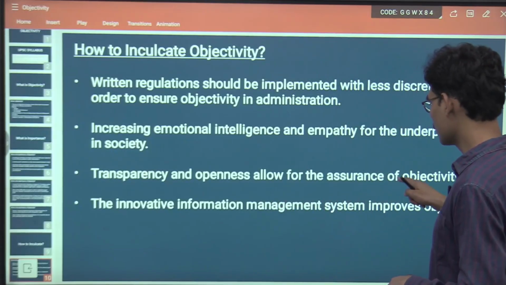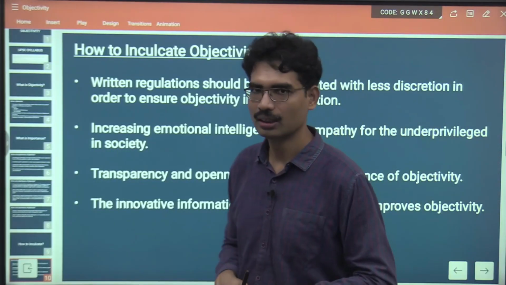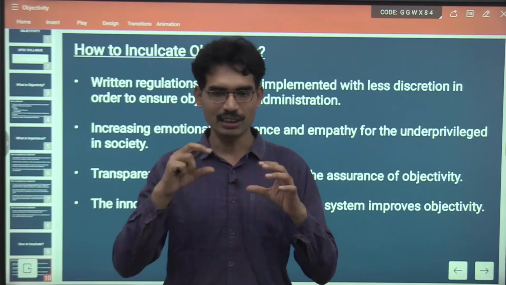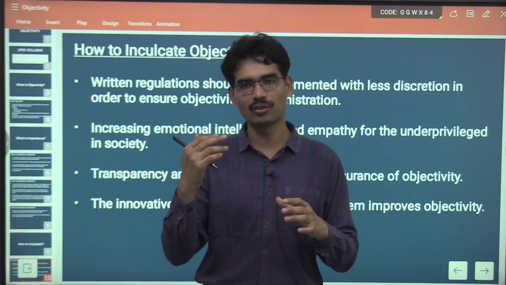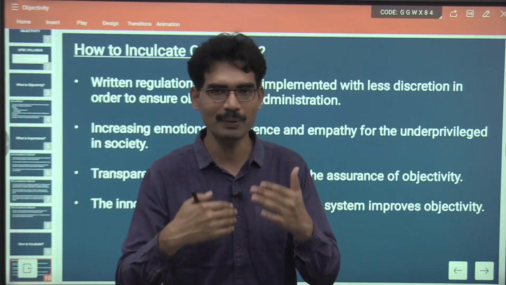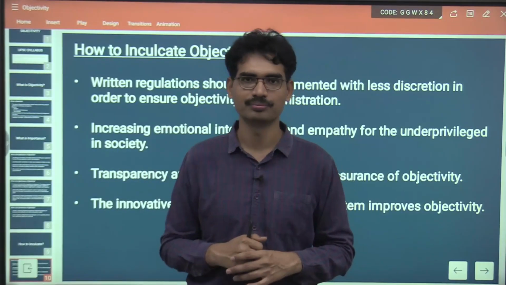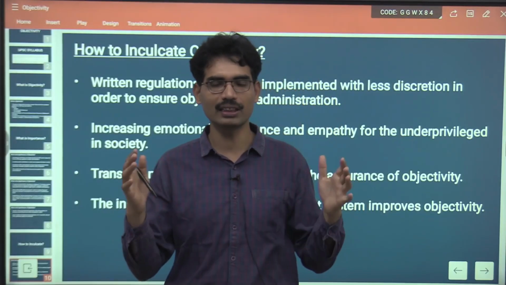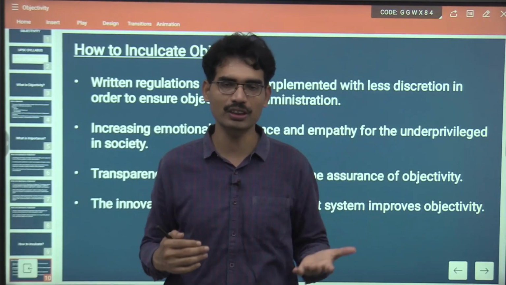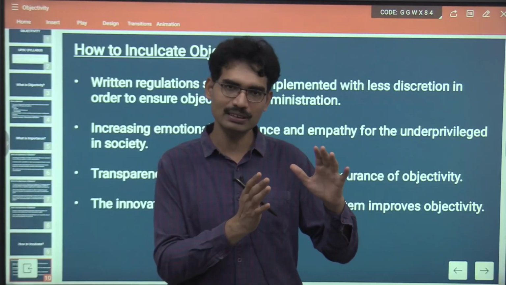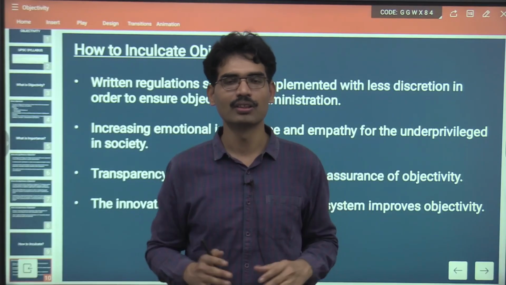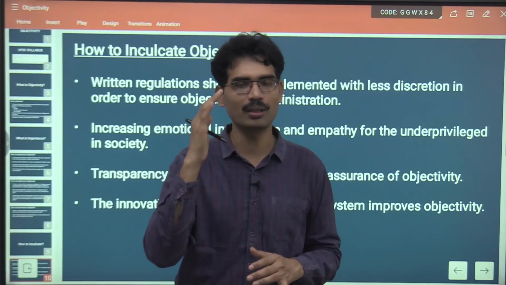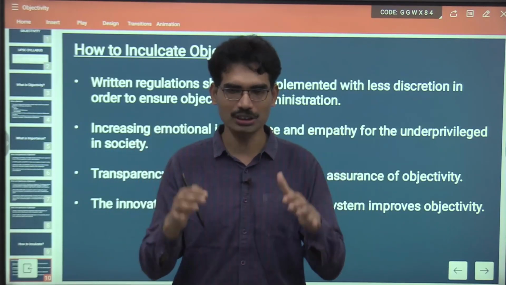Transparency and openness allow for the assurance of objectivity. Suppose when the decision making process is very transparent. If decision making is secret, nobody will know behind the scene on what basis contracts are given. Suppose if the transparency is there, bidding process is very clean, very open, and open for the public scrutiny, then automatically the civil servants will follow the objectivity, because it's open, people are watching you.